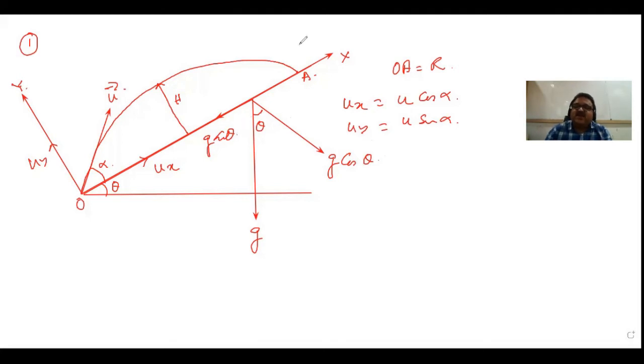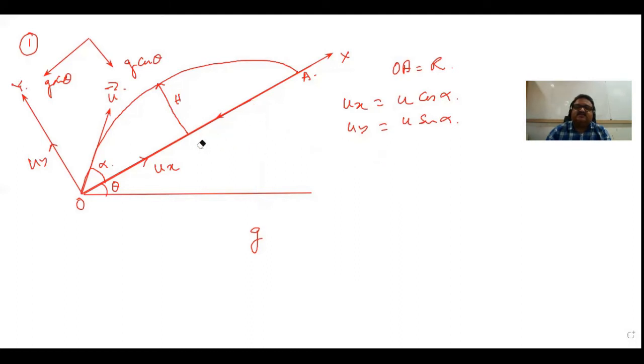Now let me draw it in this diagram. Watch it. So there are two components of g: this is g cos theta and this is g sin theta. Now I'm erasing this portion because it will make the diagram less clear.